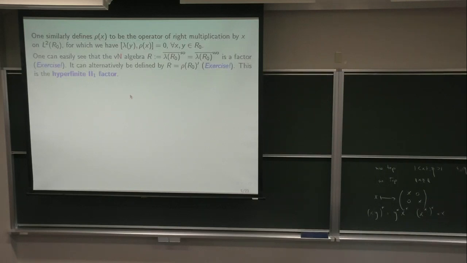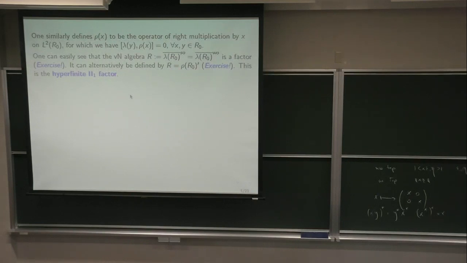One can easily see that this von Neumann algebra, which is the strong operator closure or weak operator closure of the image, is a factor. That's an exercise. Again, because of the way this inductive limit works, it's actually a very easy exercise.